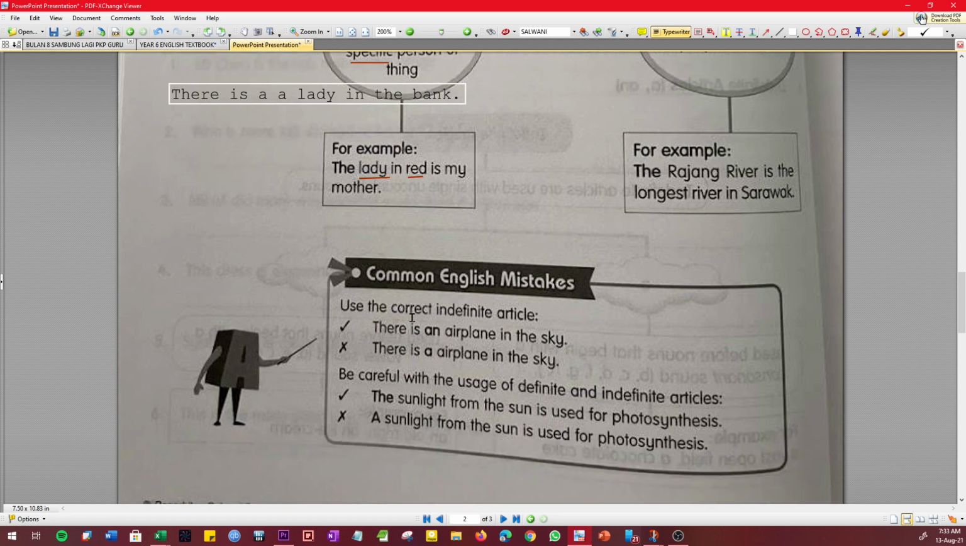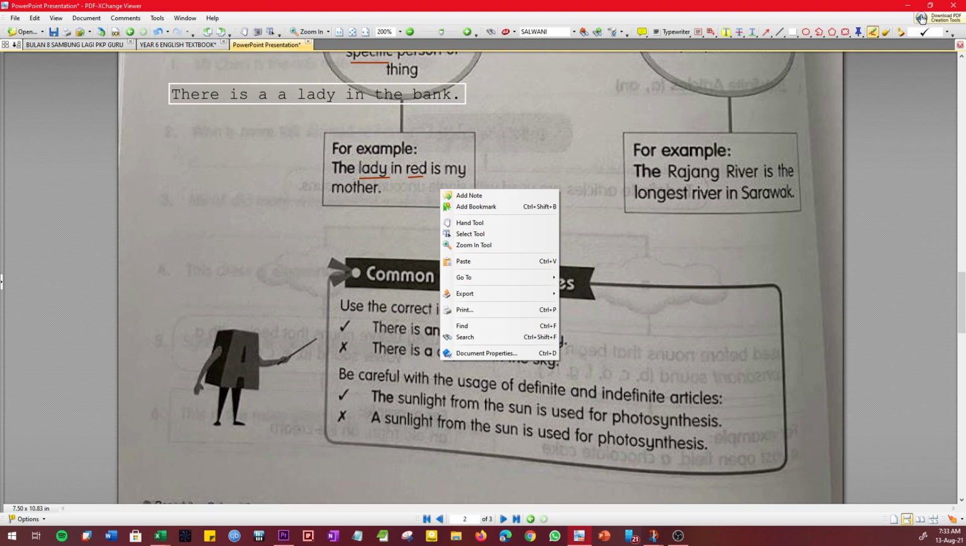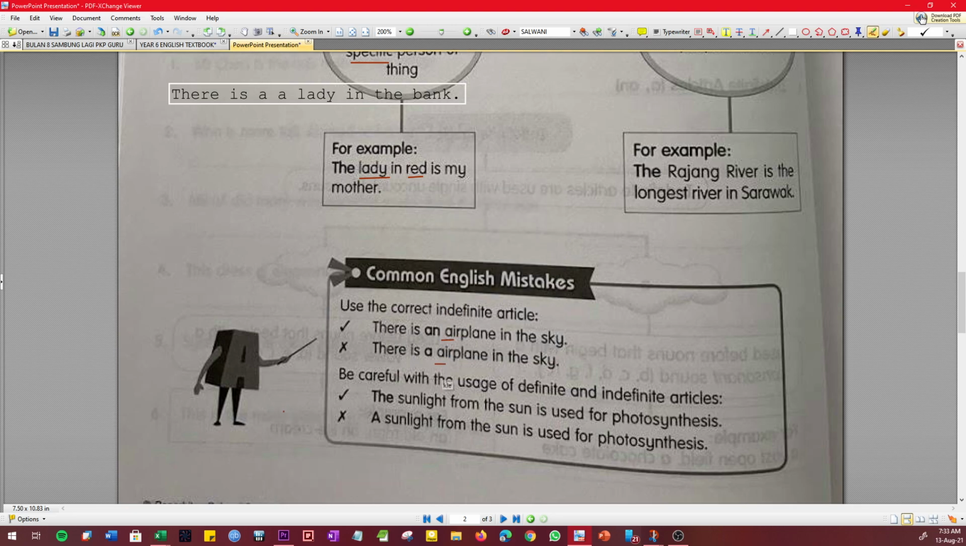Common English mistake. Use the correct indefinite article. There is an airplane in the sky. Right? If you notice here, the word follow, the letter starts with A. So it should be an. Because the letter A is a vowel. Vowel. A-E-I-O-U. A-E-I-O-U. Remember that.